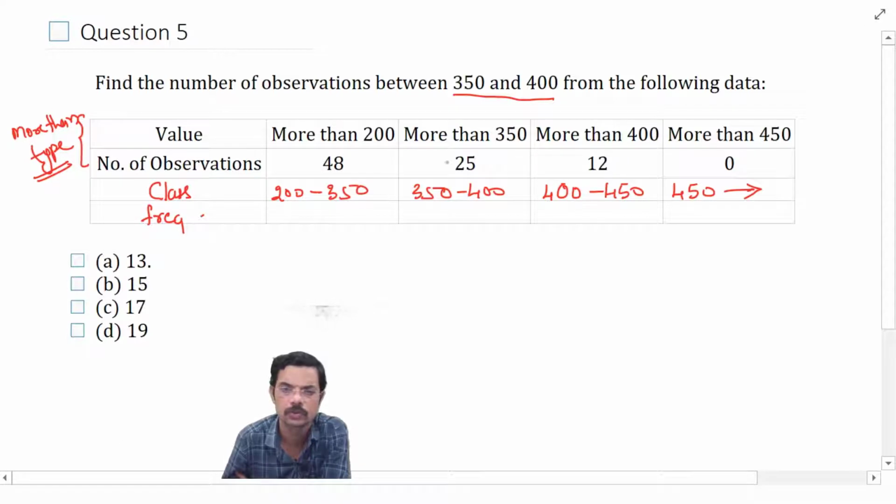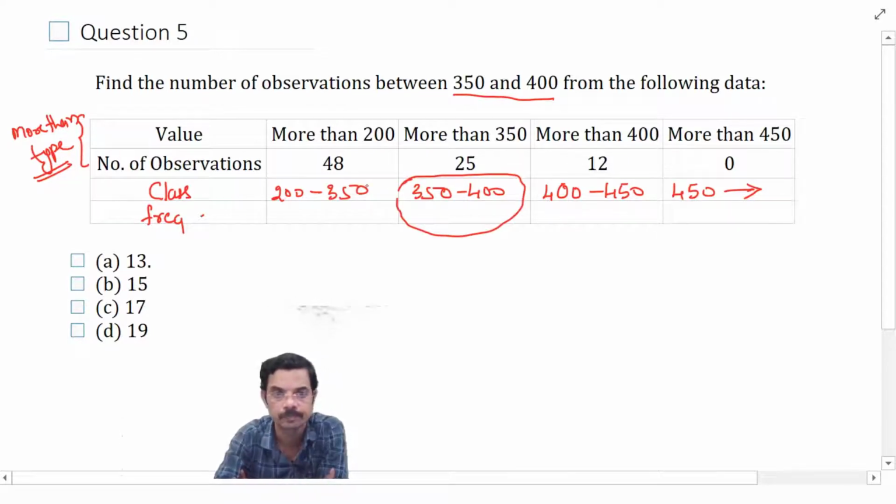So how to calculate this thing? More than 200 is 48. More than 350 is 25. So the difference between 48 and 25 will be the frequency here. We are interested in the class 350 and 400. What is the frequency of this? Frequency means the number of observations which come in this class.